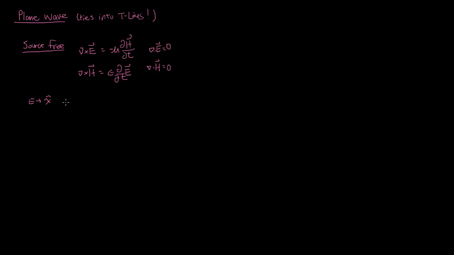Now let's keep it simple coordinate-wise, where we have E in the x direction and H in the y direction. These curl operators can now be simplified. The curl of E, if E is only in the x direction, gives dEx/dz in the y direction, equal to the change in magnetic field in the y direction as a function of t. Both of these are in the y direction. And similarly, when you take the curl of H, you get minus dHy/dz in the x direction equal to epsilon dEx/dt, also in the x direction.